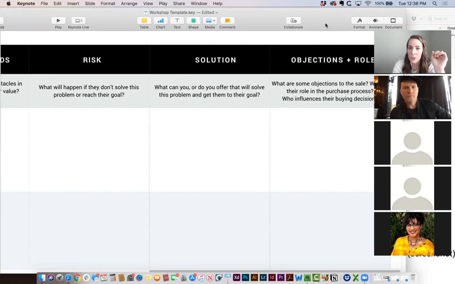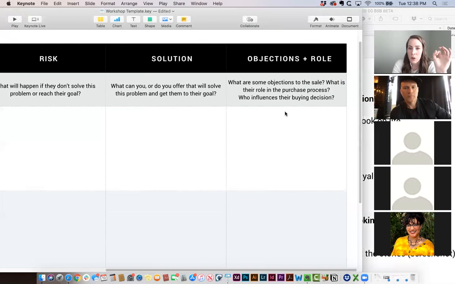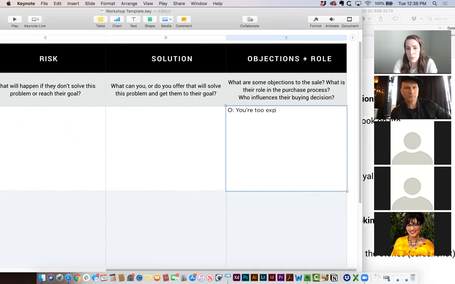And then objection and role to the sale. A lot of times their customer is going to have an objection of why they shouldn't go with this client, and you want to know what those objections are. When I fill this out, for the objection I'll write, "you're too expensive." And I'm like, okay, cool, so what's your answer back to them? Why are you not too expensive? How would you address this? And then they tell me why.